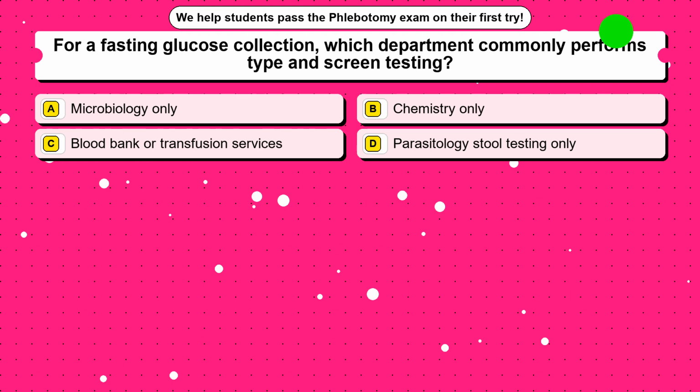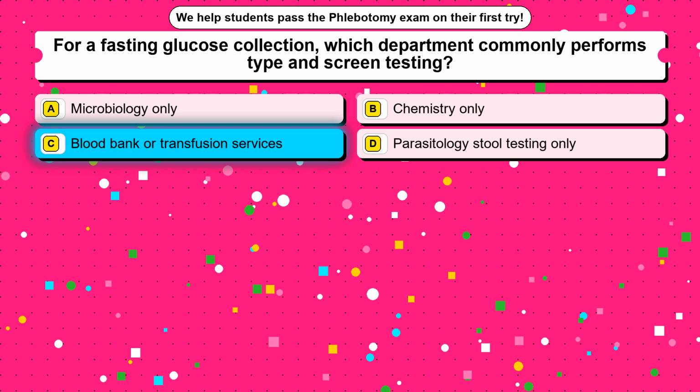Question 65. For a fasting glucose collection, which department commonly performs type and screen testing? Option A. Microbiology only. Option B. Chemistry only. Option C. Blood bank or transfusion services. Option D. Parasitology stool testing only. The correct answer is option C. Blood bank or transfusion services.